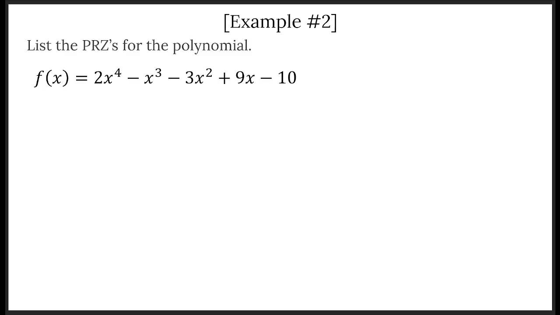List the PRZs, or possible rational zeros, for the polynomial. We got this crazy looking thing here. The only numbers I really care about, though, are the constant term and the leading coefficient. So I'm going to make a list using those.